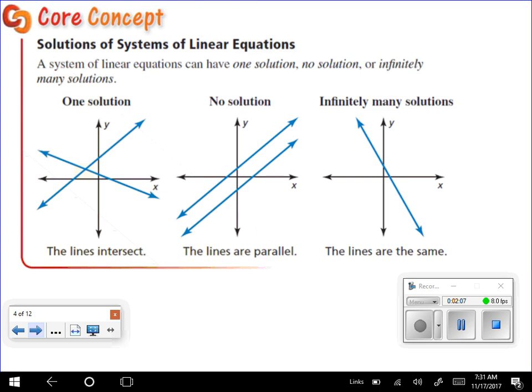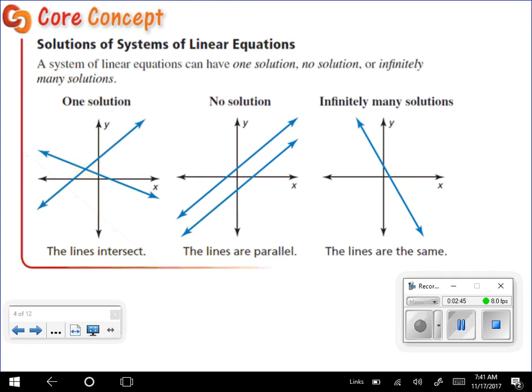It's actually in your journal on page 149. So it shows a system of linear equations can have one solution, no solution, or infinitely many solutions. It shows lines are intersecting when it's one solution, lines are parallel when it's no solution, and the lines are the same when it's infinitely many solutions. So we're just going to work on graphing. We're going to look at these examples, and we'll go from there.